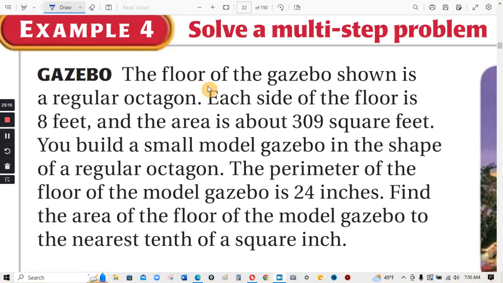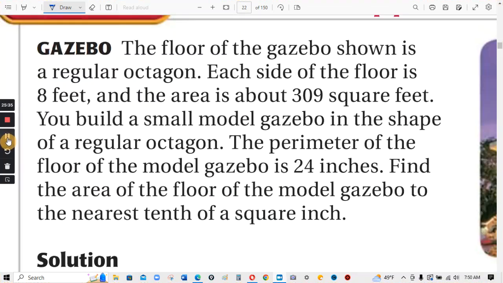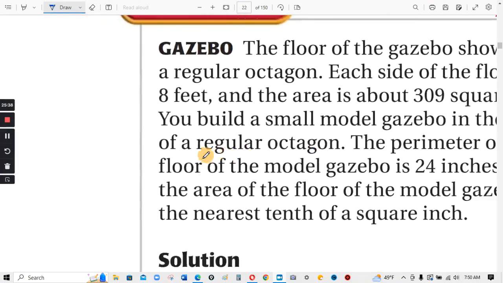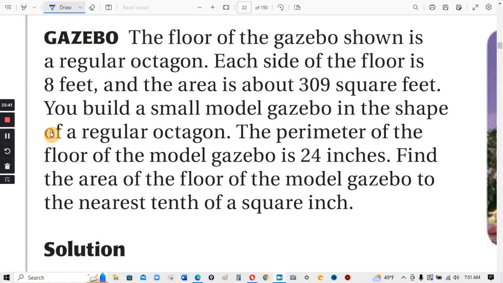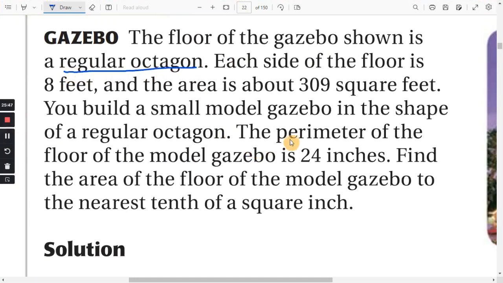Example 4: The floor of the gazebo is shown as a regular octagon. Each side of the floor is 8 feet and the area is about 309. You build a small model gazebo in the shape of an octagon. The perimeter of the floor of the model is 24 inches. Find the area of the floor of the model to the nearest tenth of a square inch. All right, so there is no diagram, just a picture, but we don't need it. They said the gazebo is a regular octagon, and they said the model is also a regular octagon. So since they're both regular octagons, they're going to be similar.